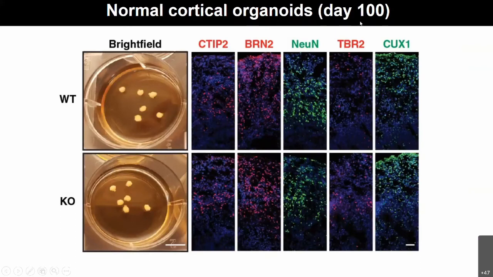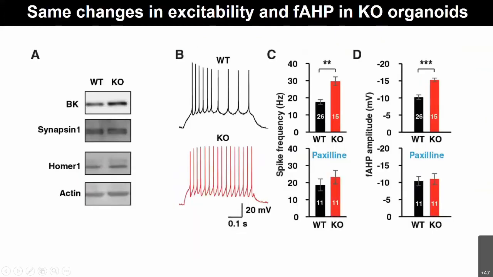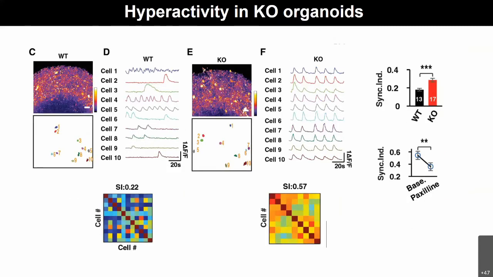But again, between wild type and knockout, there's no major difference in terms of the layer marker distribution. That's my point. So again, we see that BK is increased in the knockout, and all the phenotypes that I mentioned that we discovered through the 2D neurons can be recapitulated and are also present in the 3D organoids. But having 3D organoids is actually an advantage, allowing us to look at the network analysis more carefully using calcium imaging. So this is what we did here.